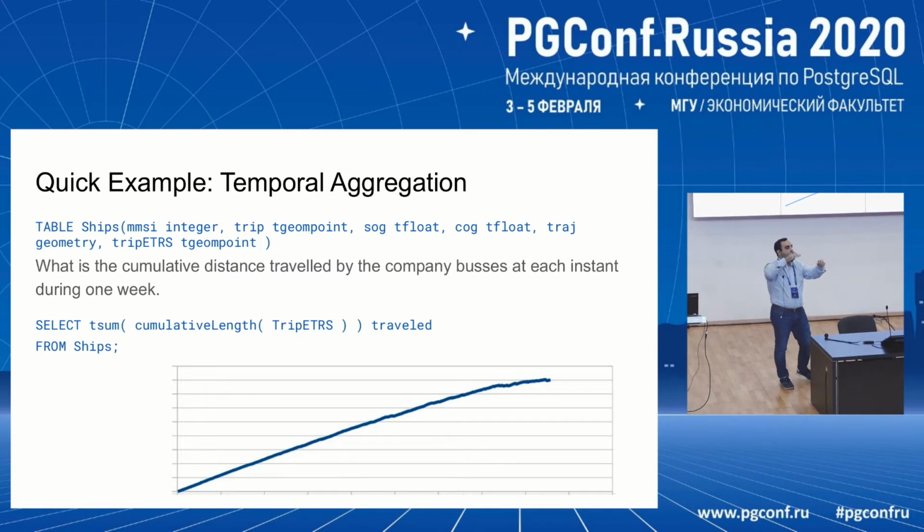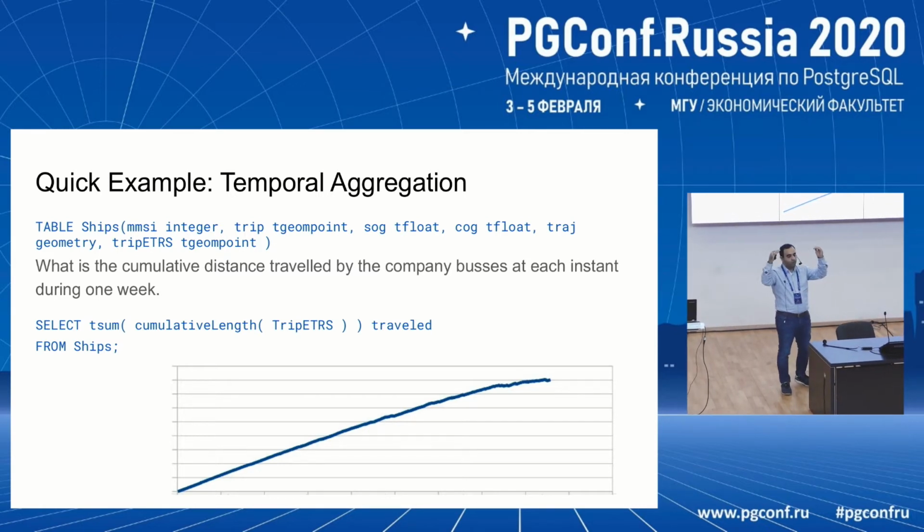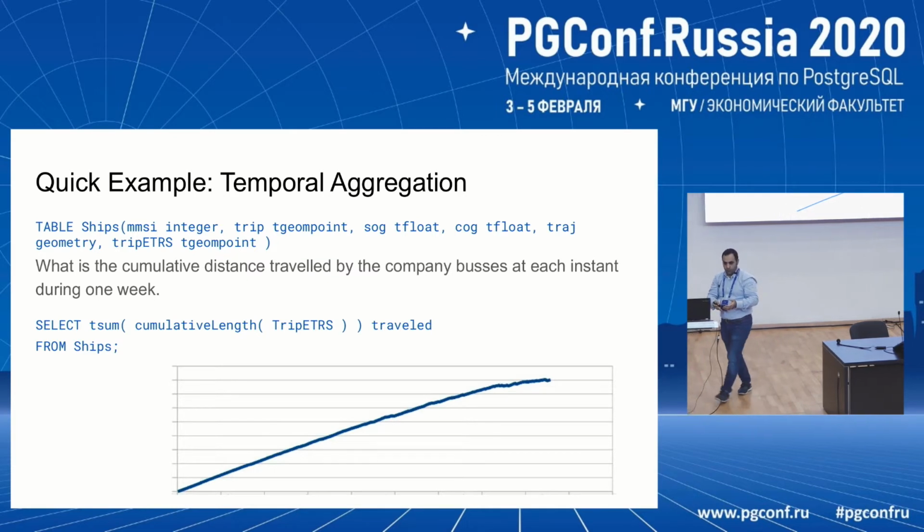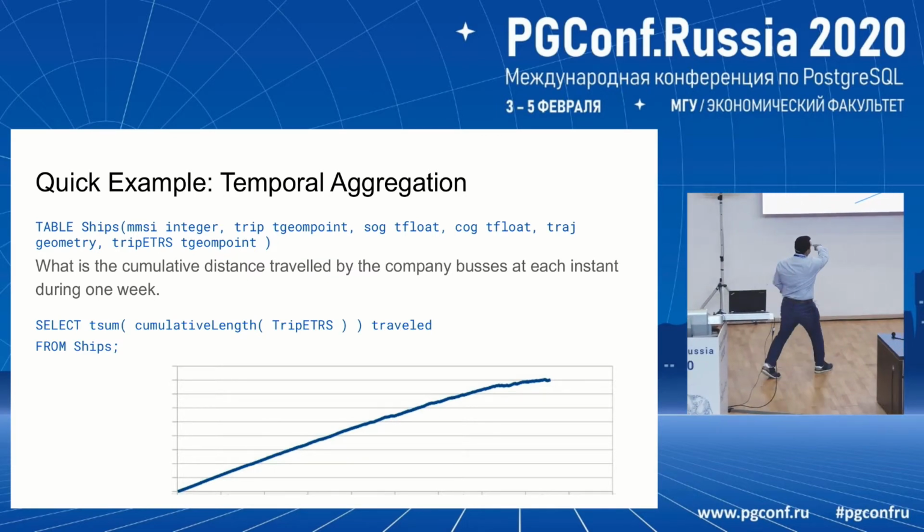And if you calculate the cumulative length for each trajectory in the table, for each ship, you have multiple temporal floats, and now you want to do a temporal aggregate over them to sum at every time instance, to find the sum of all these temporal floats. So again, the result is going to be a temporal float.